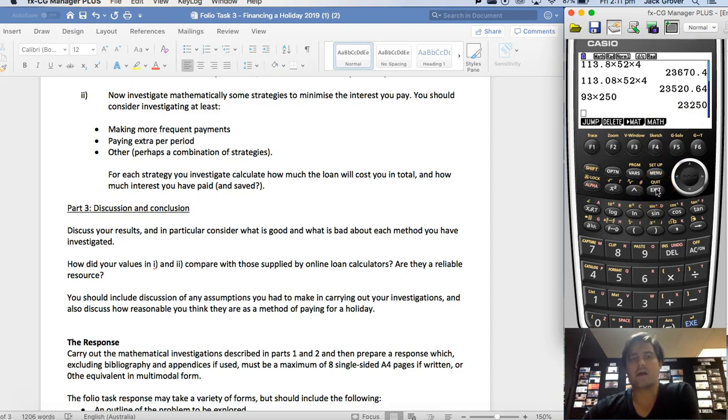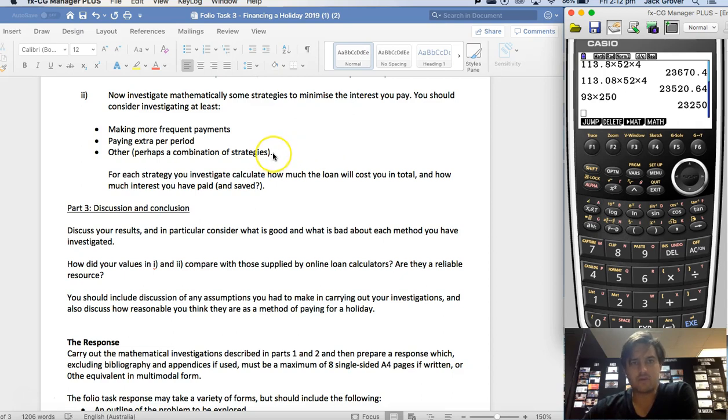And this is what you're doing in this section. You're investigating ways to minimize this total amount that you've actually paid off. So remember, to get the amount of interest paid on a particular loan, you take this number here, your payment periods multiplied by the amount you're paying per payment period, and you take away your original loan amount from that number. So 23,250, take away 20,000, would leave us with 3,250. So that is the amount of interest that is paid if we were going to pay $250 a fortnight.